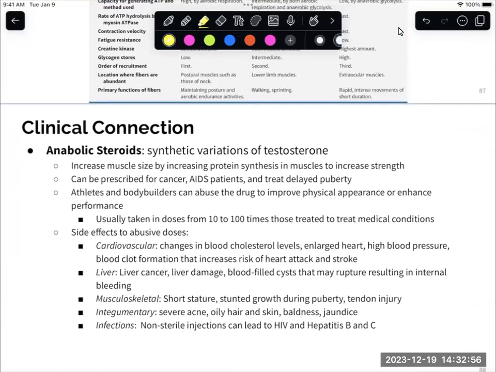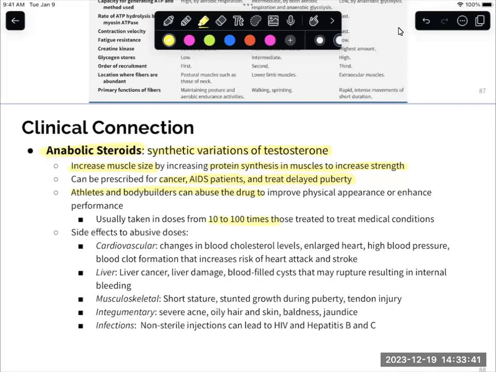Steroids, anabolic steroids. Anabolic steroids are a synthetic version of testosterone. People tend to use them to increase their muscle size by increasing protein synthesis. They can be prescribed for cancer patients, aging patients, and delayed puberty in males. But athletes and bodybuilders sometimes abuse these drugs as performance enhancing drugs, usually taken in doses from 10 to 100 times those used to treat medical conditions.